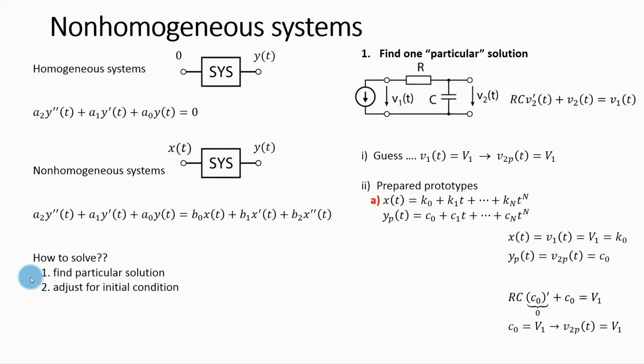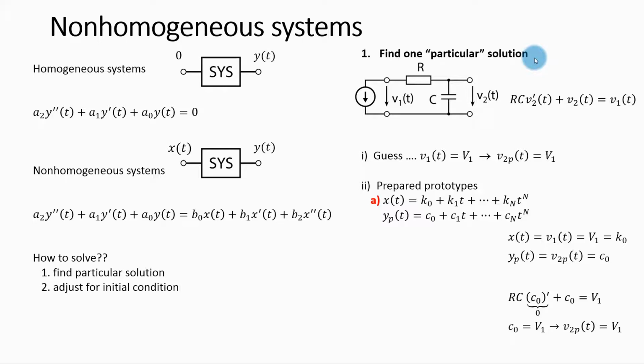They can be anything. In the second step, you will adjust the solution from the first step so that it fits some given initial conditions. We will start with that first step. That is, we will try to find one particular solution that fits our differential equation, or in other words, we will try to find any one way how our system can behave.